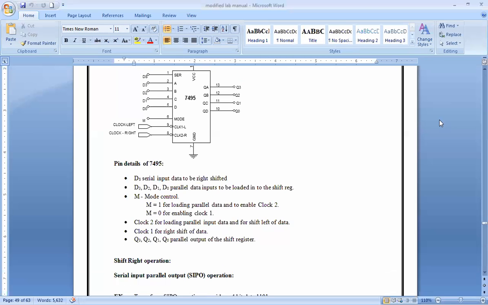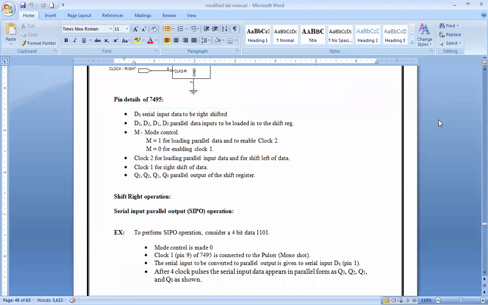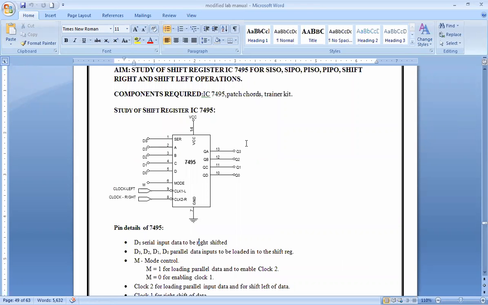Now for the shift right operation, we use this for serial input and parallel output. In short, it is also called SIPO, which is serial in, parallel out. So what is serial in, parallel out? The data bits should go in bit by bit, the input goes bit by bit, but when I obtain the output, everything should be coming together. That is called parallel.